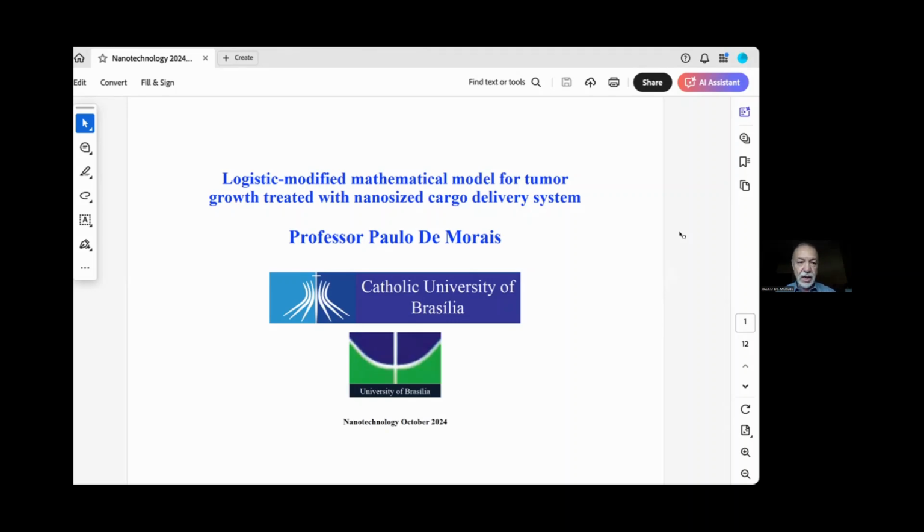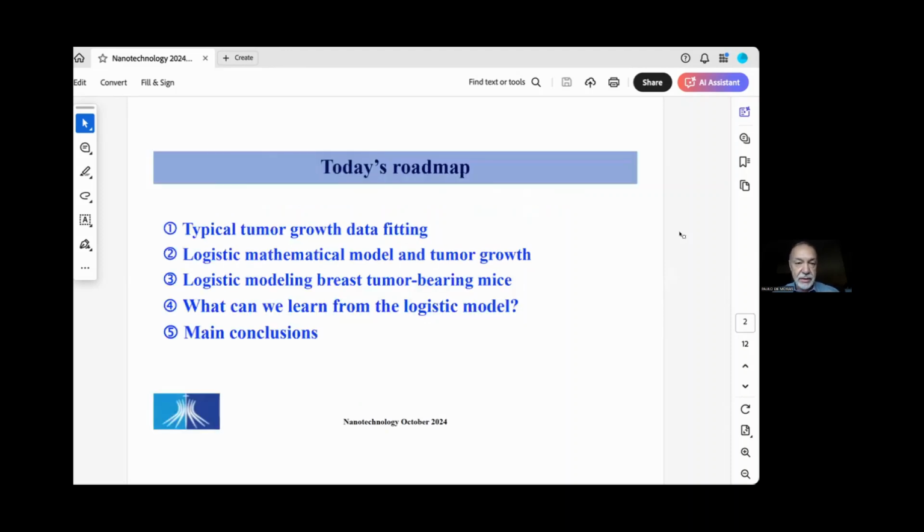Today, I'm going to talk about a standard mathematical model for tumor growth. It is a logistic mathematical model, and the tumor model is for an animal model, and the cargo is a nano-sized system. So here is my agenda for today.